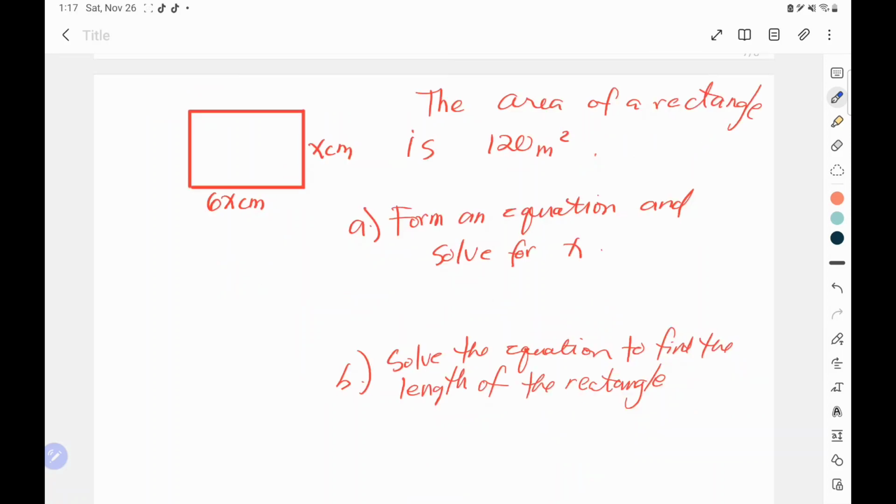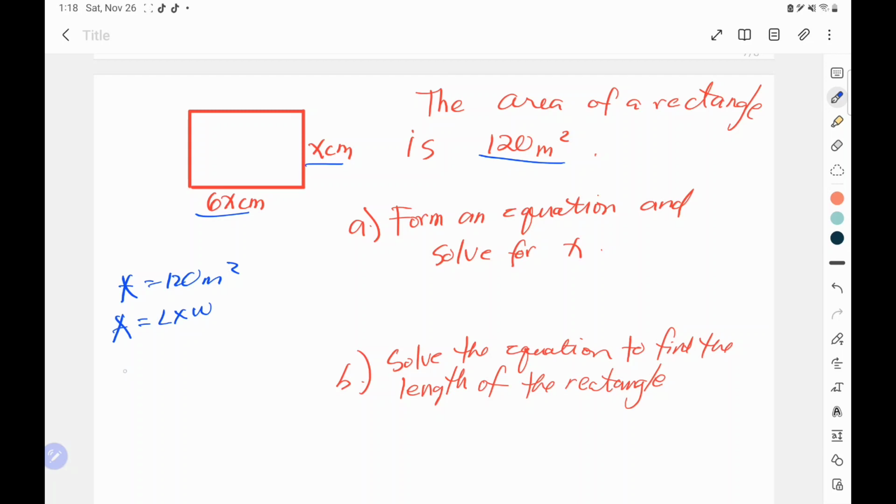That's it. Alright, let's try this one as an example. Form an equation as the area of a rectangle is 120 square meters. Problem number 1 says form an equation and solve for x. How do we solve for x? We already know that the area is equal to 120 meters square, and the formula for finding the area is equal to length times width. We have our length here, and we have our width here, and we have our area here. All we have to do is to apply it.